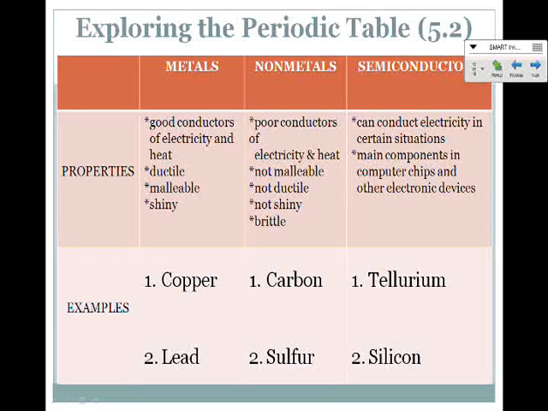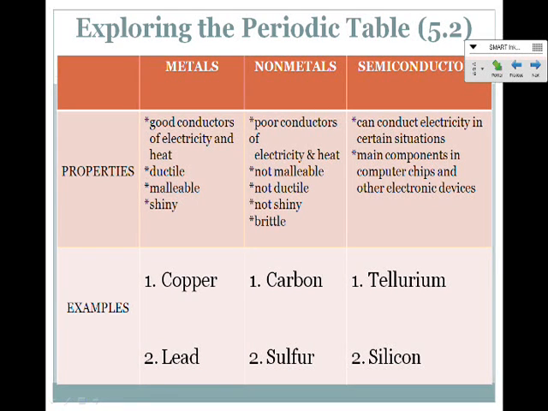Now, properties, you need to know the properties of metals, nonmetals, and semiconductors. Metals are very good conductors of electricity and heat. That's why you have copper wiring in your cords from your TV to the outlet, because they can conduct electricity very easily. They are ductile, which means they can be easily stretched out. Malleable means they can be formed easily into other shapes that you need. And then they're shiny. Those are properties. Examples are copper and lead.